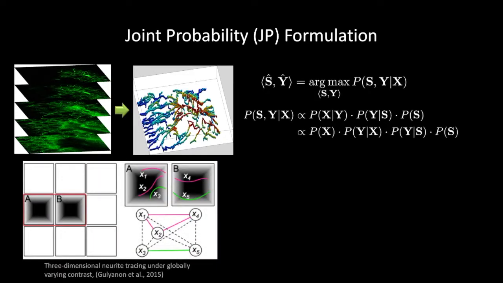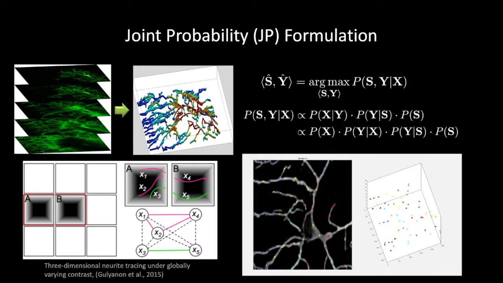The first method formulates the problem as the joint probability optimization problem over a set of snakes S and mask volume Y given the input data X. The image stack is split into two box subvolumes to handle the varying contrast. The bottom right shows the tracing process of our first method in both 2D and 3D. Different colors represent different snakes.